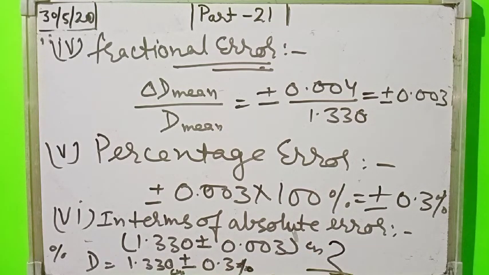This is sufficient numerical based on this, and this is all about the numerical part. Now, in the next video, we will discuss the combination of errors, and the numericals based on combination of errors.